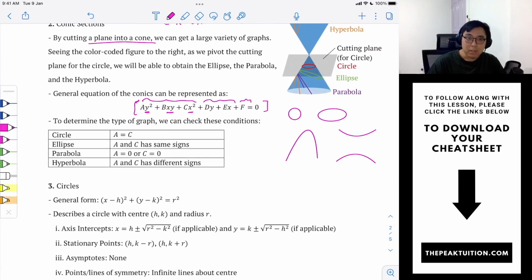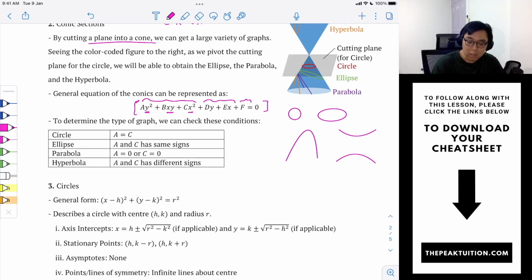Please go and remember the conditions. For a circle, A must equal C, so the coefficients of x squared and y squared must be the same. For an ellipse, A and C have the same sign. It is then not hard to see that the circle is a special case of the ellipse, because if A equals C, A and C already have the same sign. So a circle is a special case of an ellipse.